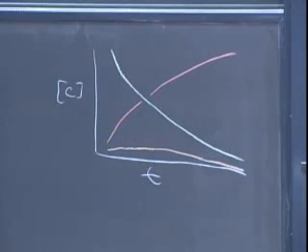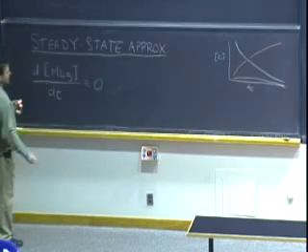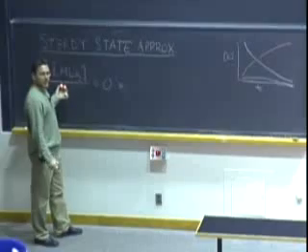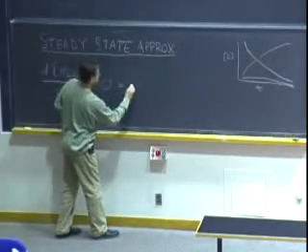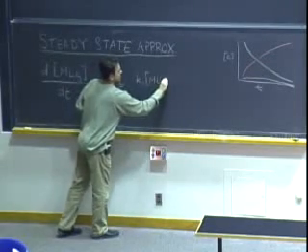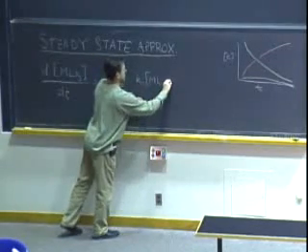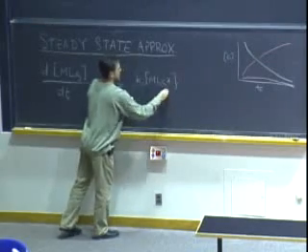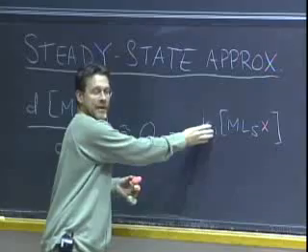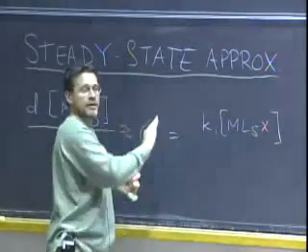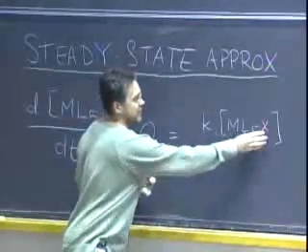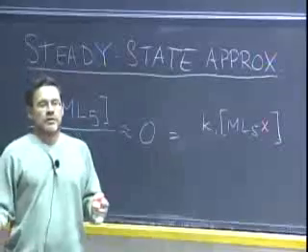And with this approximation, we can then set equal to 0 the expression for the formation of the intermediate, which is K1 times ML5X. So this quantity, K1, if you remember back to the diagram we were using last time, K1 is the rate constant associated with surmounting that first energy barrier. K1 times ML5X, that produces ML5.